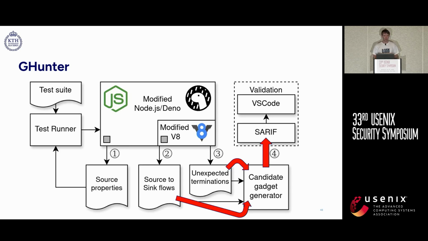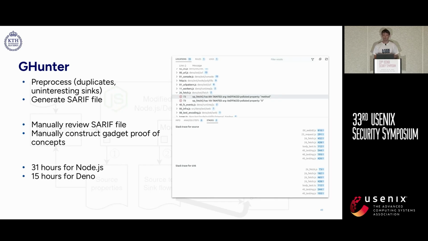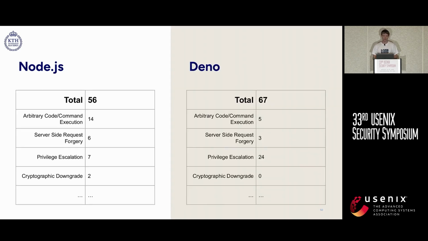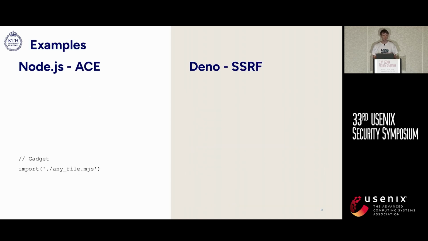In the end, we take the 2 results from the previous 2 steps, so the source to sink flow and the unexpected termination, and we want to generate candidate gadgets in a SARIF format. On the slide, you can see a preview of what this looks like. So we do some pre-processing as well to filter out duplicates, etc. And then we manually review all these results and construct proof of concept gadgets where possible. As a result, we found 56 such gadgets in Node.js and 67 in Deno across a wide variety of attack classes. And to illustrate, I will give 2 examples.